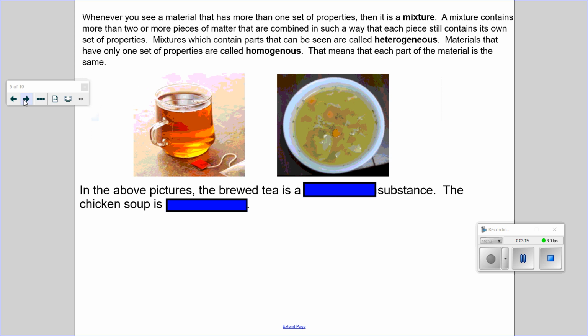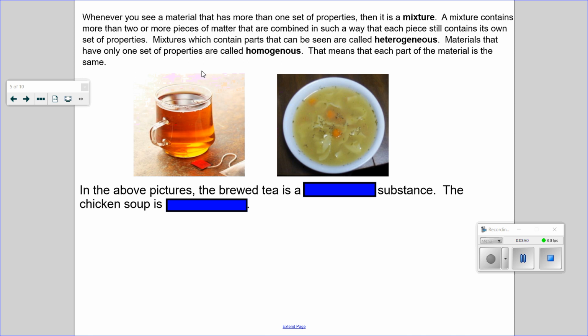Whenever you see a material that has more than one set of properties, that is a mixture. A mixture contains two or more pieces of matter that are combined in such a way that each piece still contains its own set of properties. Mixtures, which contain parts that can be seen, are called heterogeneous. Materials that have only one set of properties are called homogeneous. That means that each part of the material is the same.